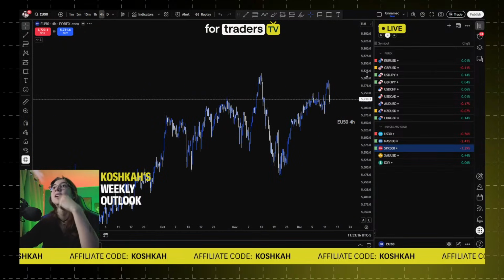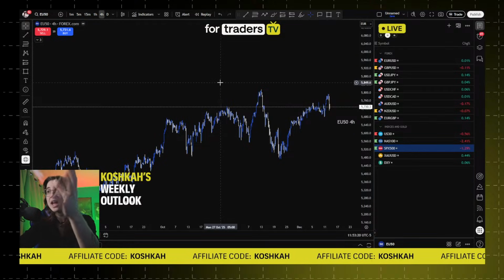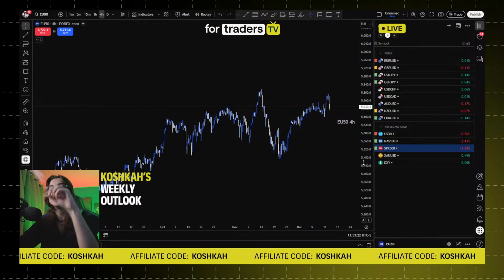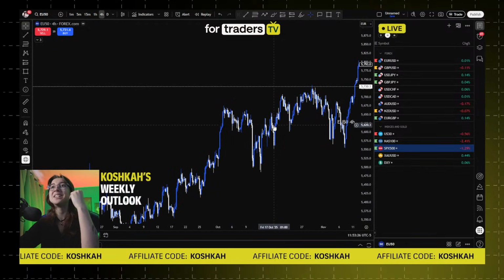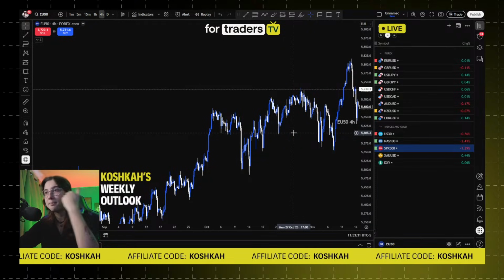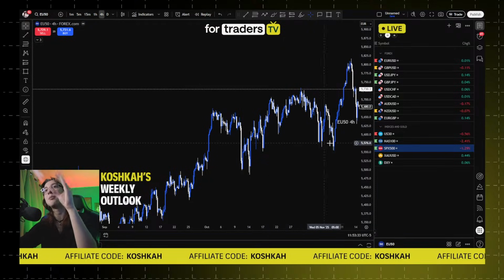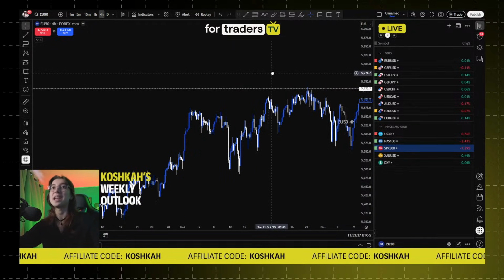Okay guys, really important: how to analyze an empty chart from A to Z with the strategy. You'll see it's really simple. First of all, we start by identifying the trend. Are we bullish or are we bearish? In this case I'm on Euro 50 and I never saw this chart before, so it's a good example.